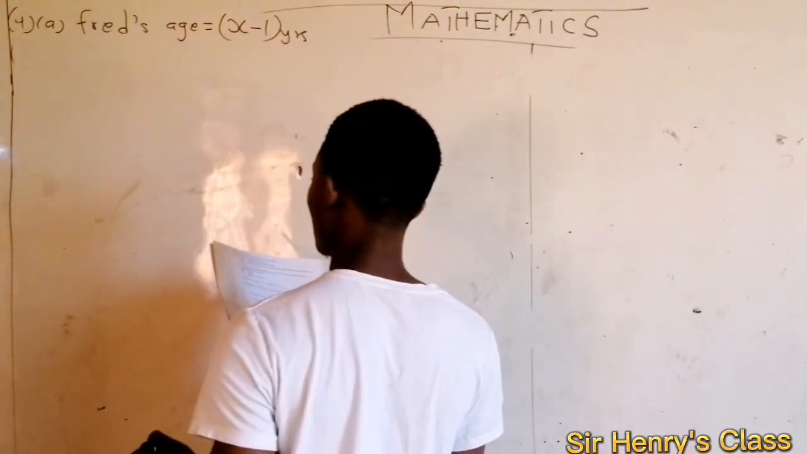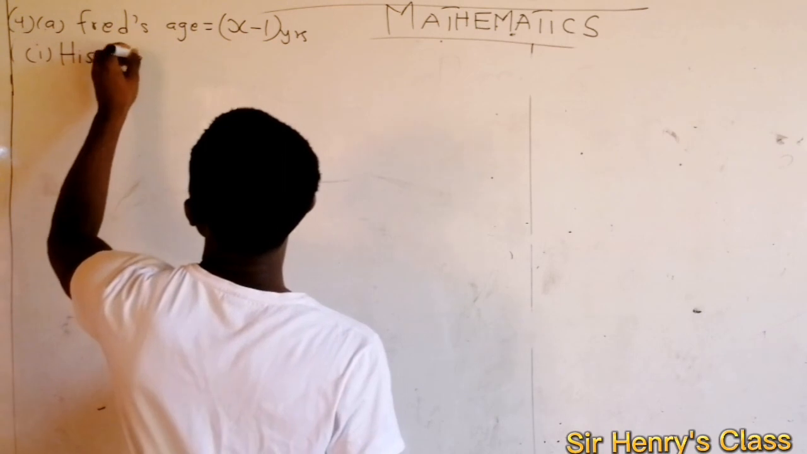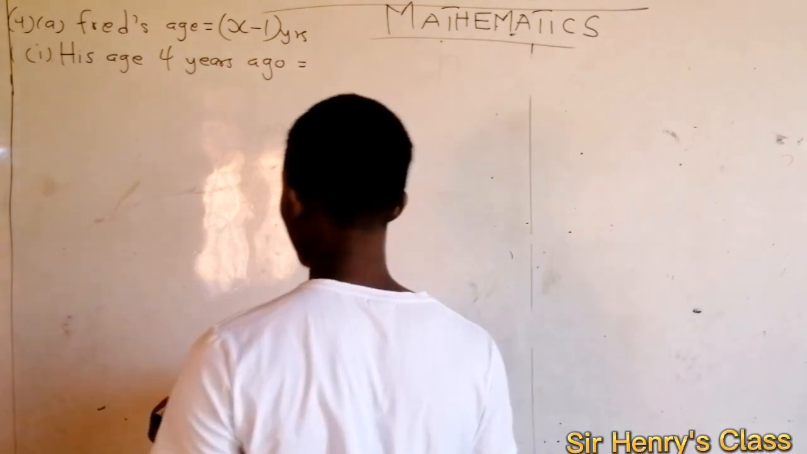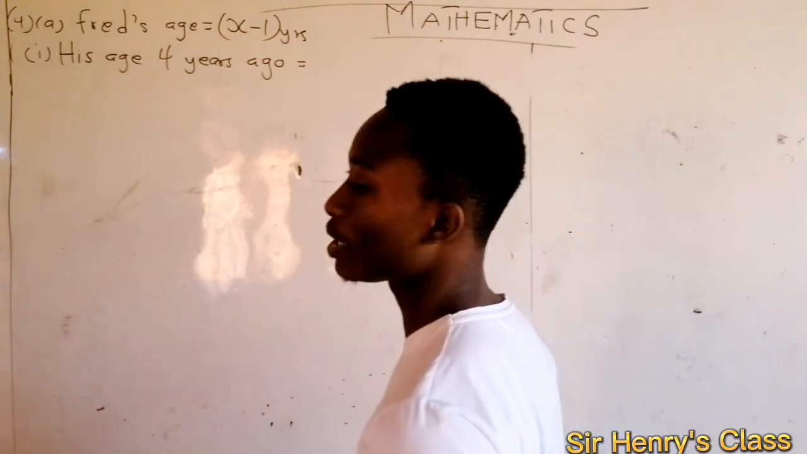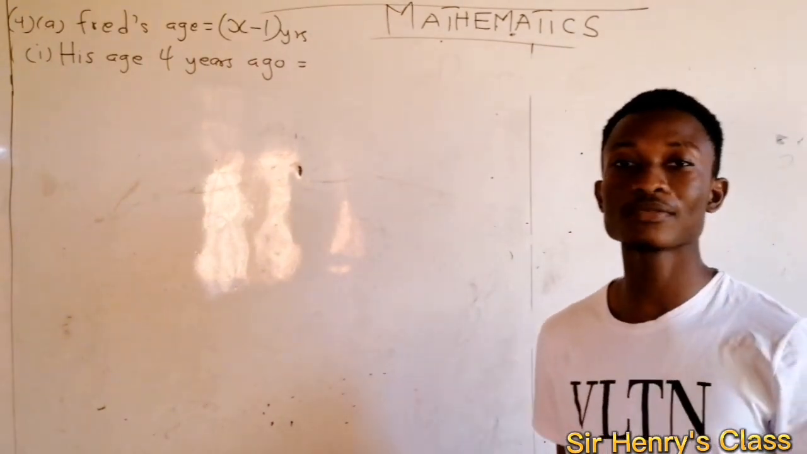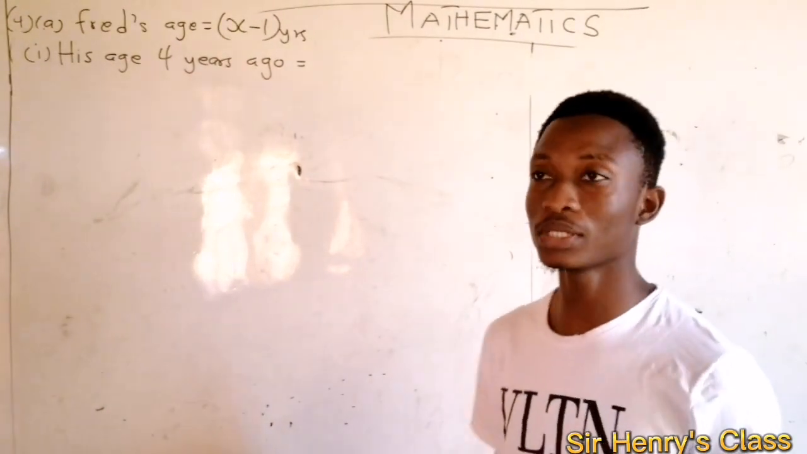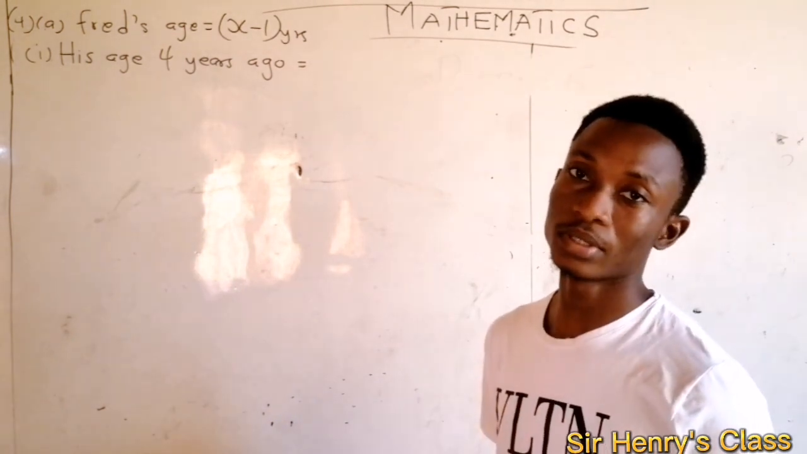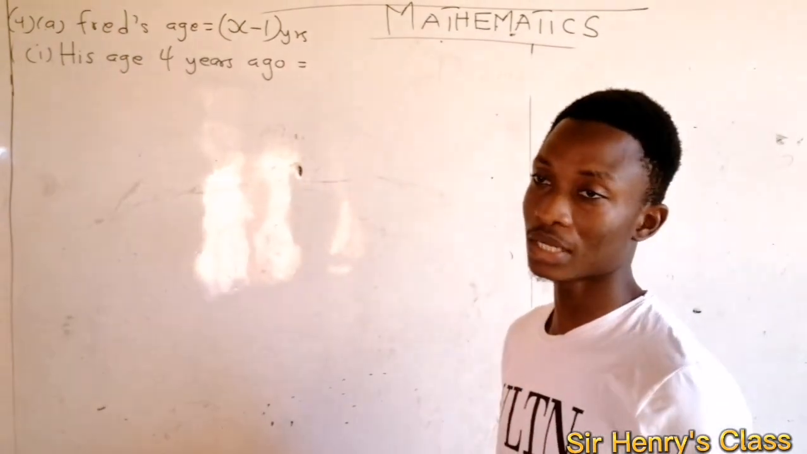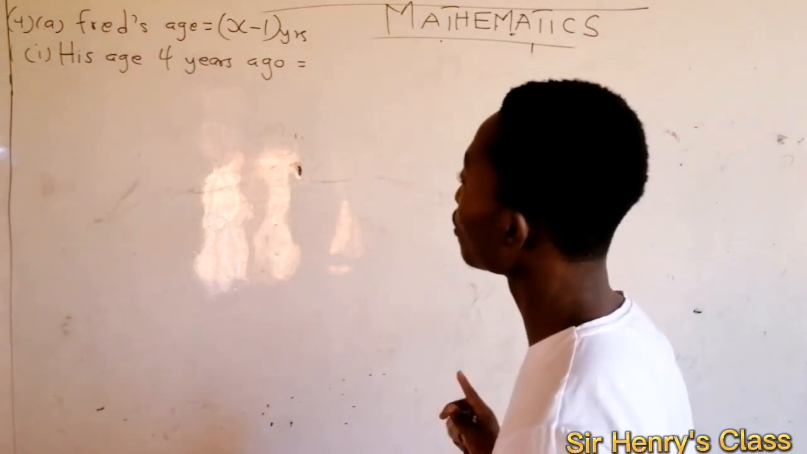Now how old was he 4 years ago? So his age 4 years ago. Now if I ask you, how old are you? Say I'm 10 years. So if I ask, 4 years ago, how old were you? Meaning subtract 4 from the age. So if you are 10 now, 4 years ago you were 6, right? 5 years ago, if you are 20 now, you were 15 back then. So we simply subtract 4 from his age.